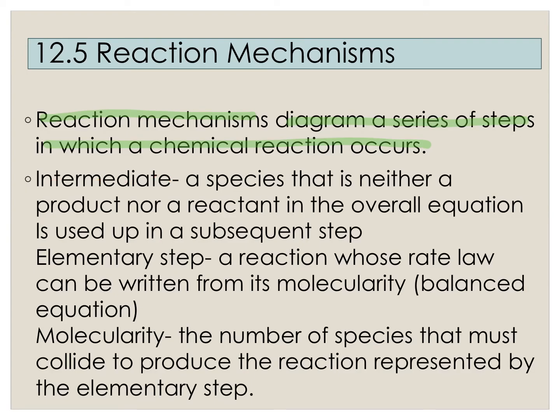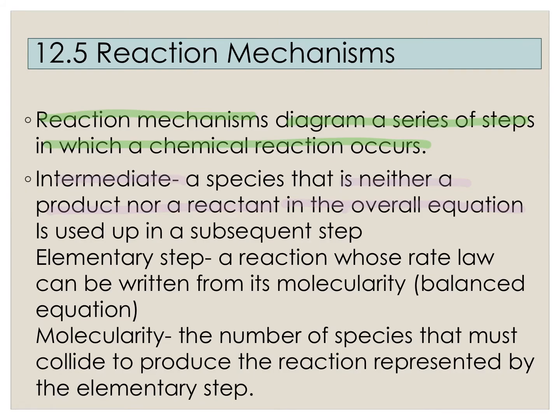We're going to have what's called an intermediate. An intermediate is a species that is neither a product nor a reactant in the overall equation. It's something that just comes in the middle. So what I was just saying, if A and B collide to make AB, and then AB hits C to make ABC, well, that molecule of AB only existed in the middle, an intermediate. It's not a reactant, it's not a product, it's just a middle step. That's what we're going to call an intermediate.